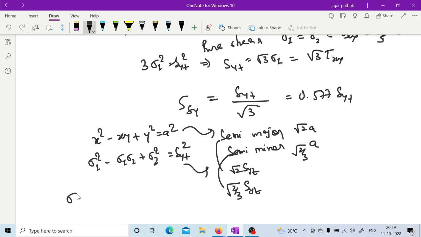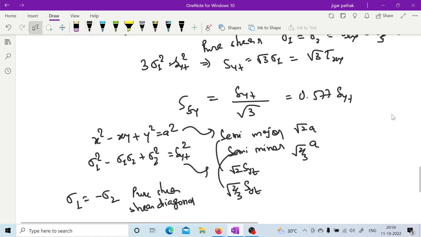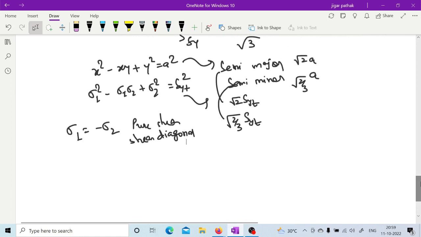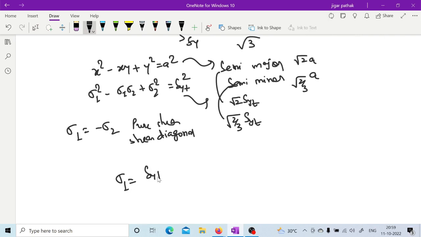And one last thing, here also you will have sigma 1 is equal to minus sigma 2 for the shear diagonal and pure shear, right? If you put this value in the equation mentioned above, you will again get sigma 1 is equal to SYP upon root 3. That is what we have already discussed.